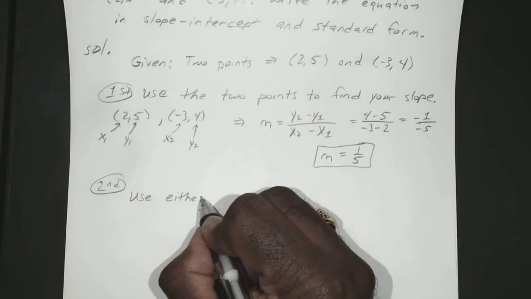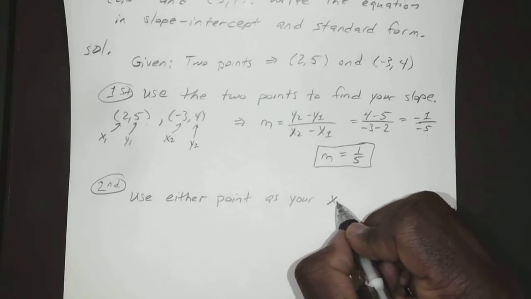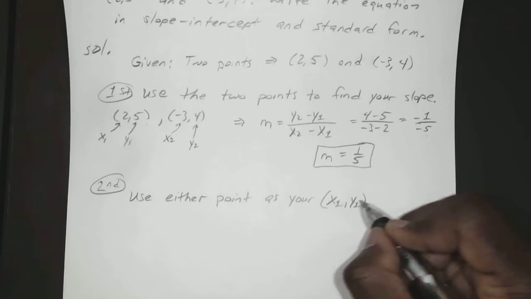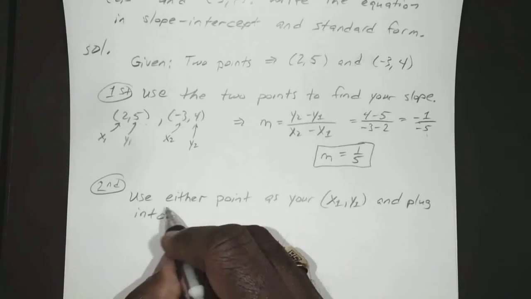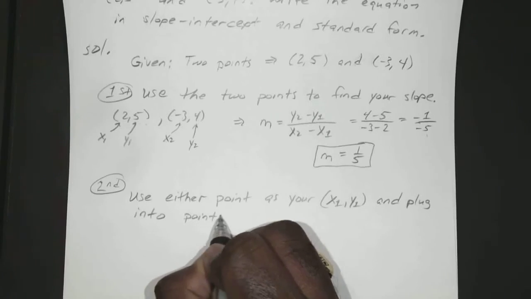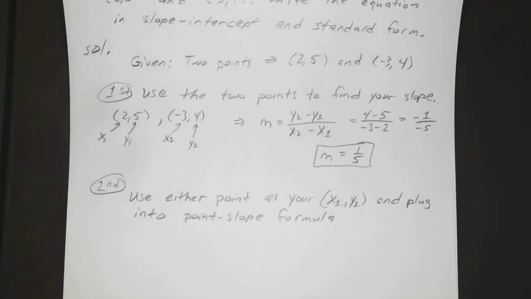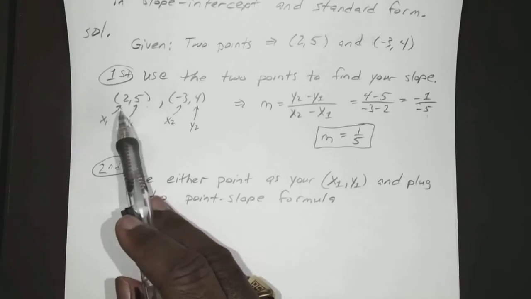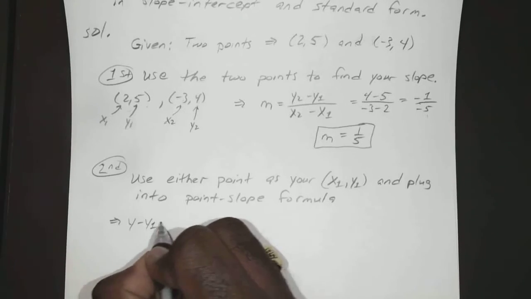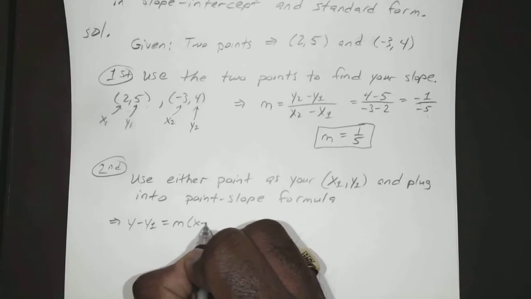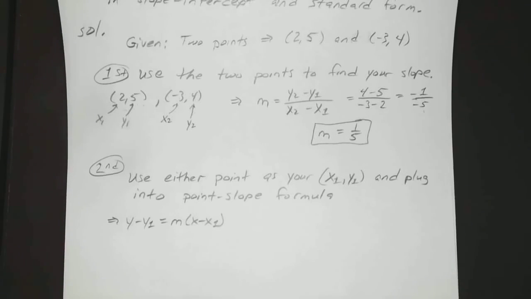Okay, so use either point as your x1, y1 and plug into the point-slope formula. So if we stick with the same x1, y1, you know our y minus y1 equals m times x minus x1. Okay, and now we just go ahead and start plugging stuff in.